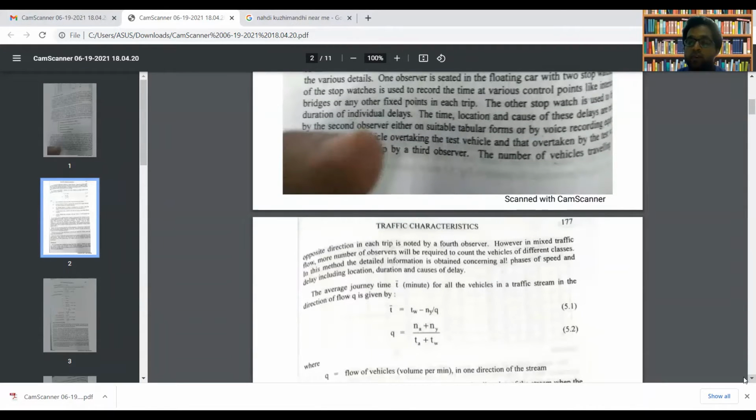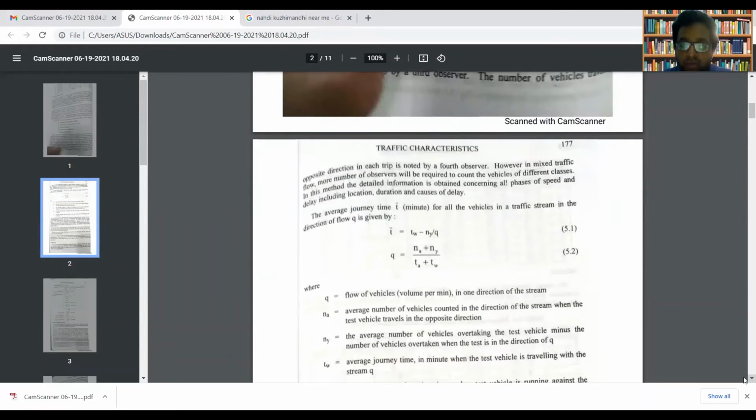Average journey time for all the vehicles in a traffic stream. What is the average journey time for all the vehicles in a traffic stream? That is denoted by Q. Q is the flow of vehicles in one direction of the stream.